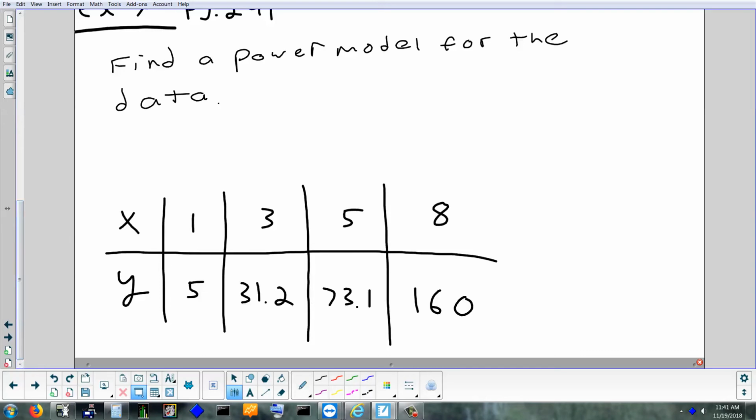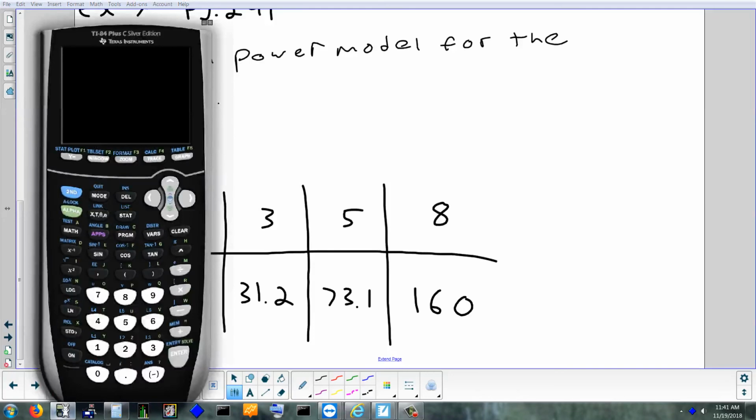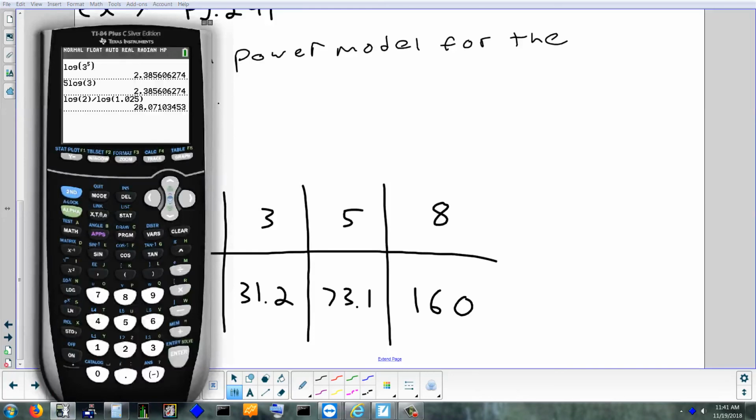All right, so to find a power model for this data, what do you think the first thing I have to do with all these x and y values is? I have to plug them all in. I have to tell the calculator what they are. So on the calculator, after you turn it on, you're going to go to Stat, and then you're going to go to Edit.